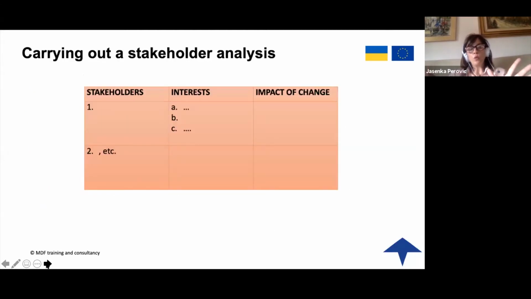This is one of the tools that can help you. Okay, so in the first column, you list all stakeholders you identify. You try to really list their interests, and then you try to understand what is the impact of change on them and them on the change, basically how they can impact.